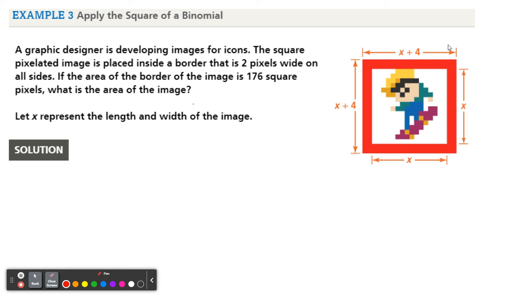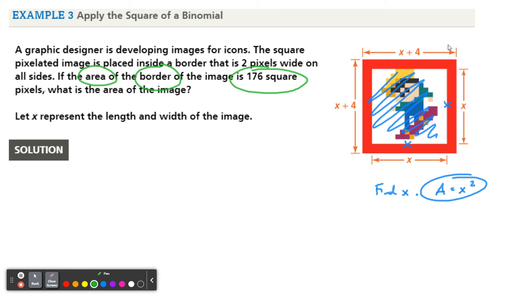We need to find what is the area of the image? We need to find this area inside here. So basically, if you look here, the inside dimensions are x by x. So we need to find x, and then to find the area of that square, we need to take that x and square it, right? So that's our goal. How are we going to find x? Well, it gives us the area of the outside border. The area of the border is 176 square pixels. That's just this red area.